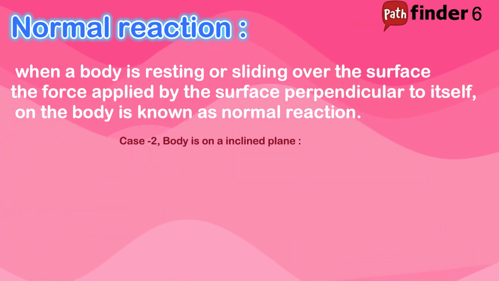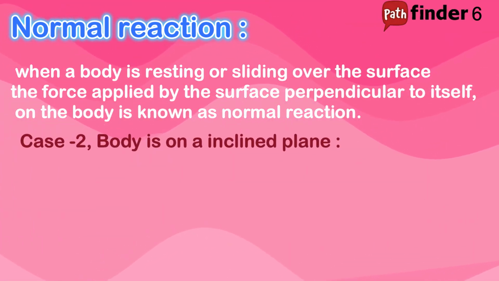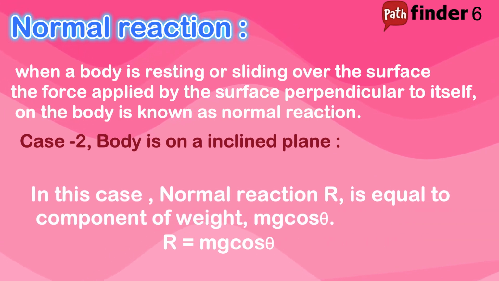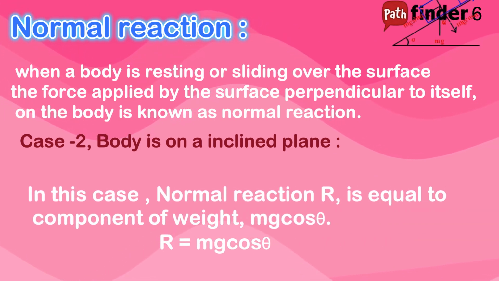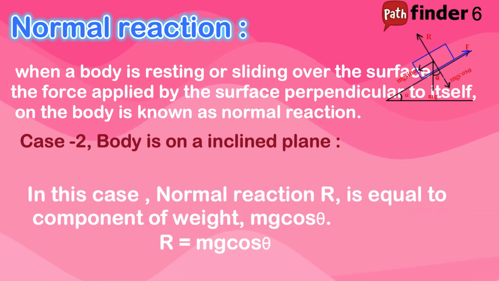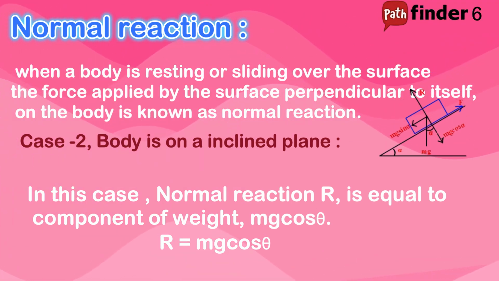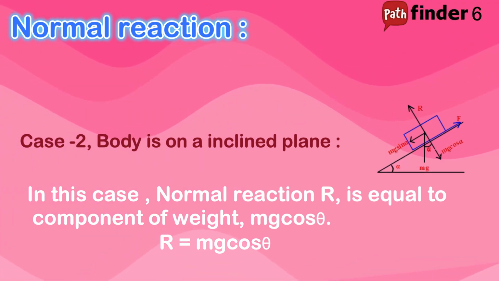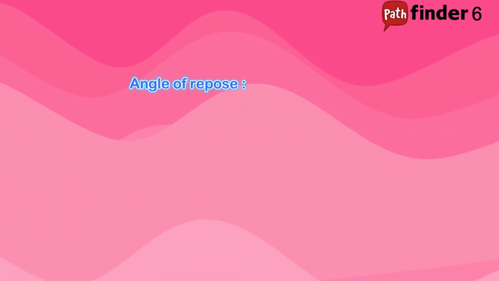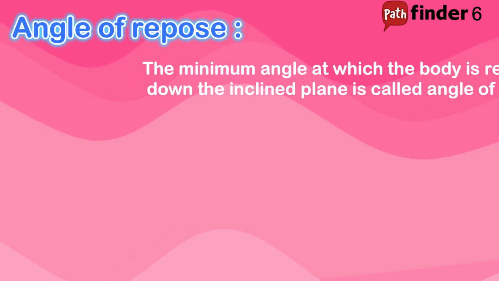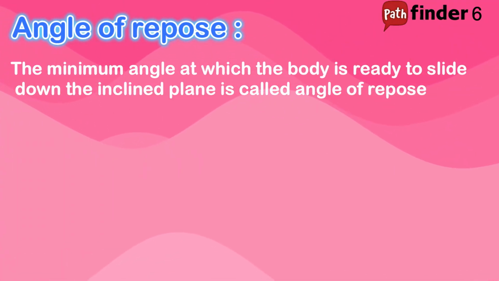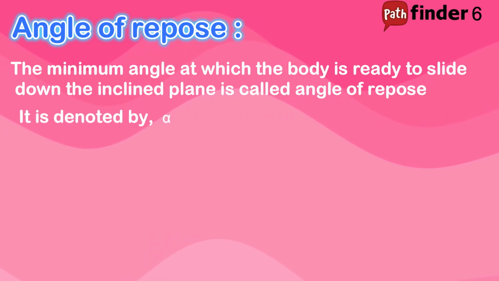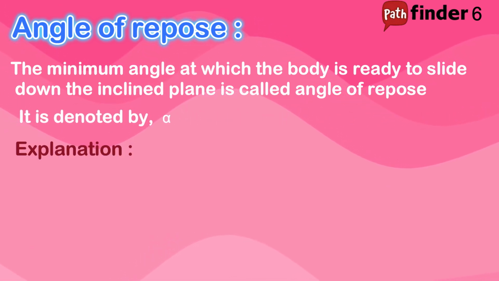Case 2. Body is on an inclined plane. In this case, normal reaction R is equal to the component of weight, mg cos theta. R is equal to mg cos theta. Angle of repose. The minimum angle at which the body is ready to slide down the inclined plane is called the angle of repose. It is denoted by alpha.